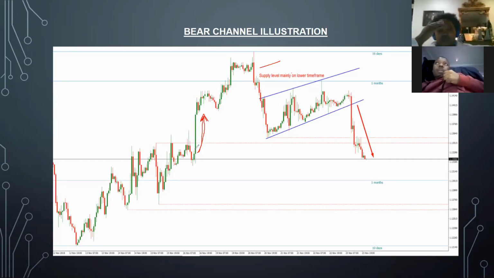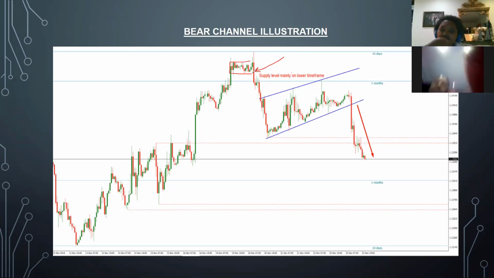The same applies from the upside. There's this candle here. It took out all this range here in one 4-hour move. That's a clear definition of supply.